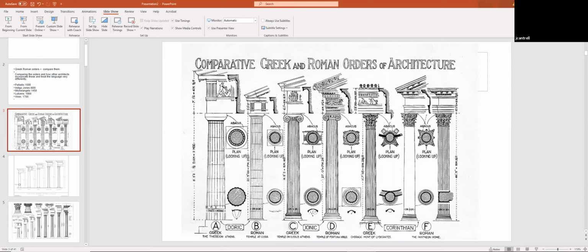If you look at the difference between Greek and Roman, they're very subtle differences. It's really based on the delicacy of the capitals and, of course, the base.